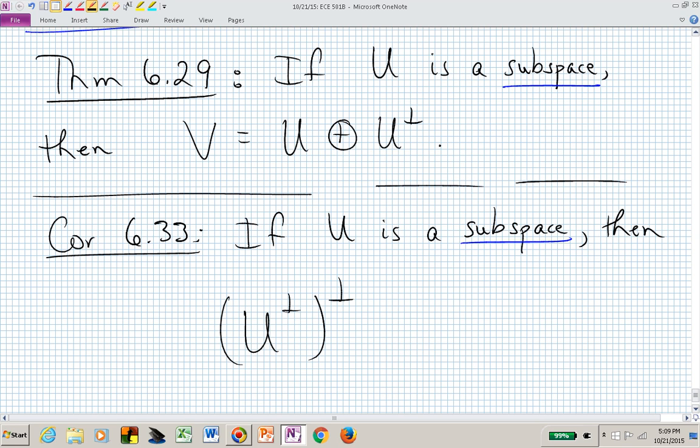What's U perp? It's a subspace. How is it related to U? How is U perp related to U? How are the vectors in U perp related to vectors in U? If you form the inner product, what would happen?